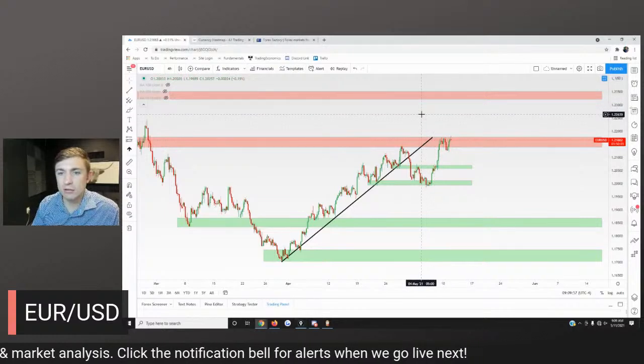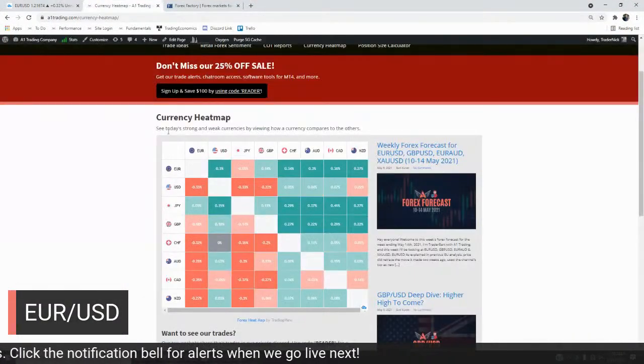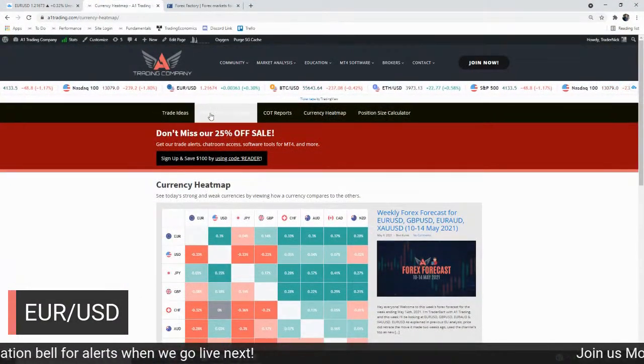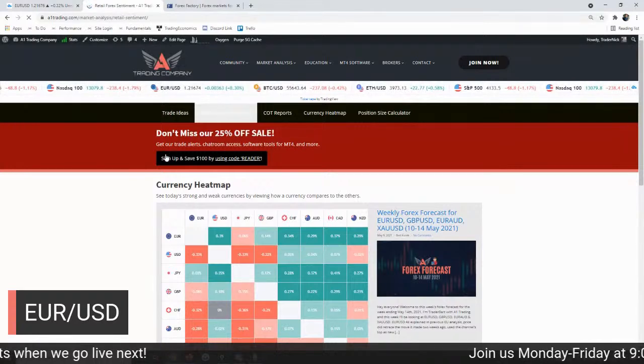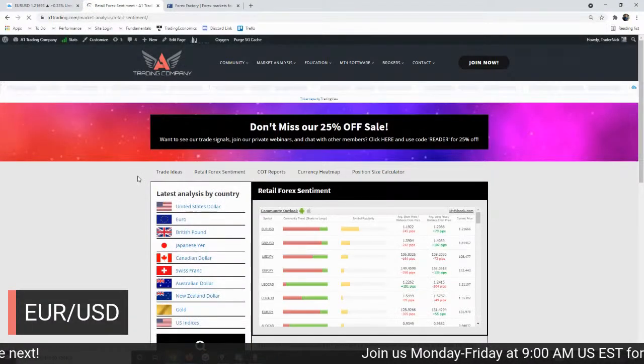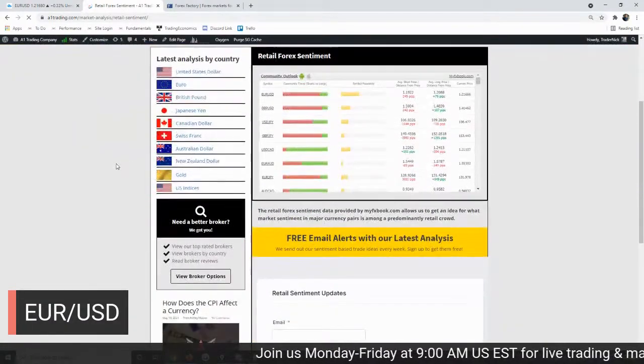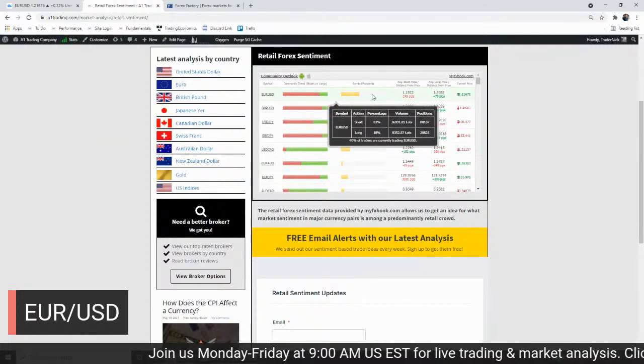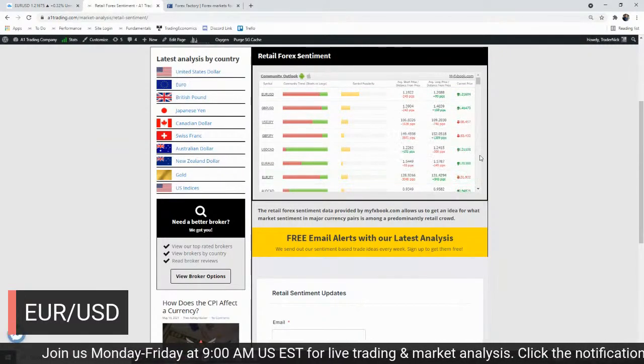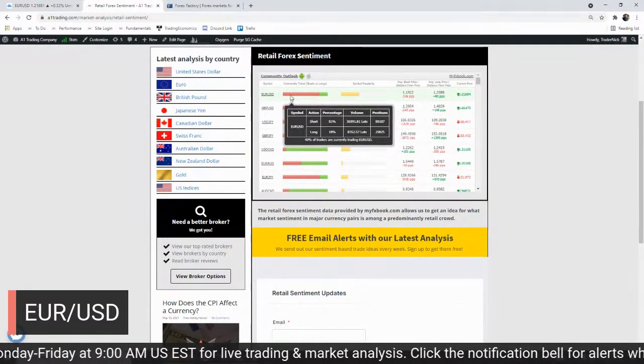I'd like to also take a look really quick. We'll jump back over to the website. I want to show you this. So, retail Forex sentiment. This is kind of a unique take. This is a tool that allows us to see what the average retail trader is looking at in the markets or what their positions are.